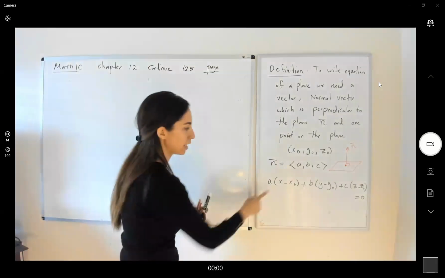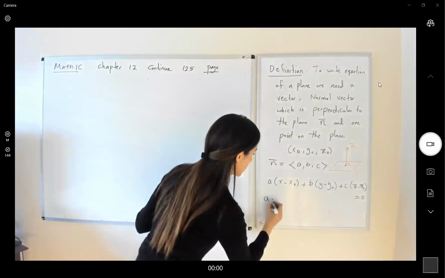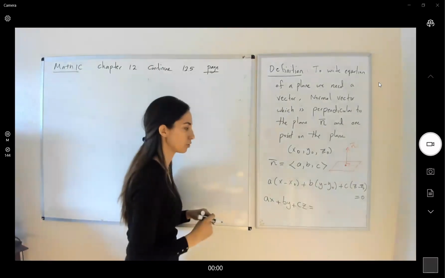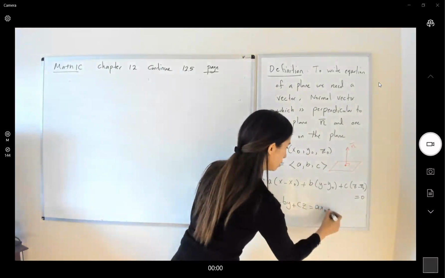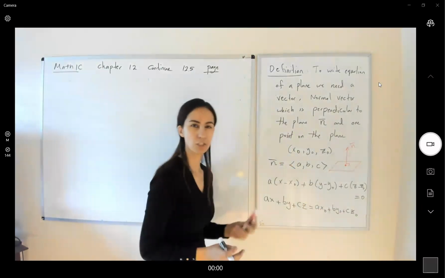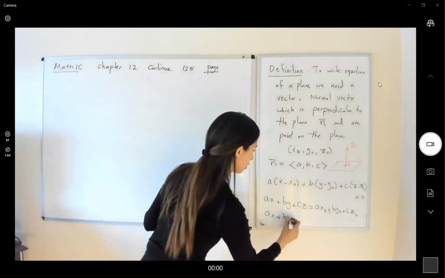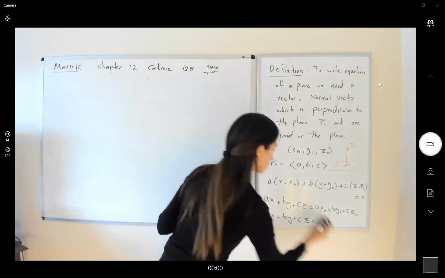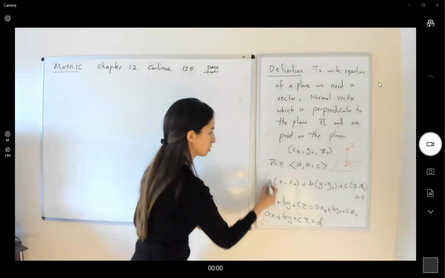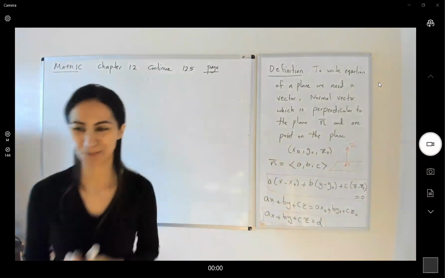We can also distribute a into parentheses, b into parentheses, c into parentheses, and you get ax plus by plus cz, which is equal to a x sub 0 plus b y sub 0 plus c z sub 0. Usually, since this is just a number, we call it d. So ax plus by plus cz equals d. This is the official equation of your plane, and this is the simplified version.